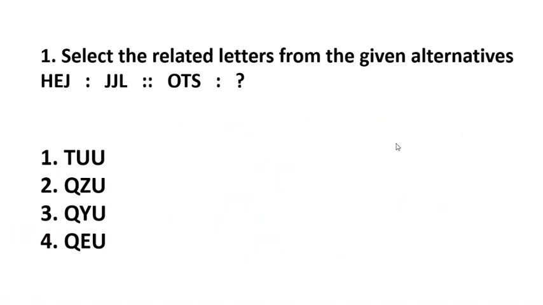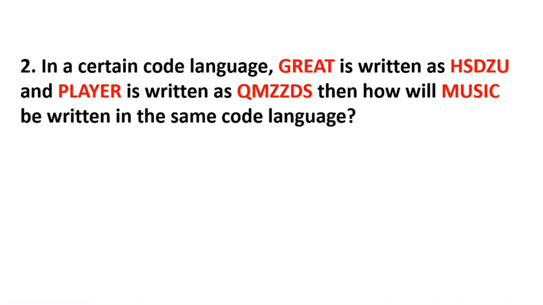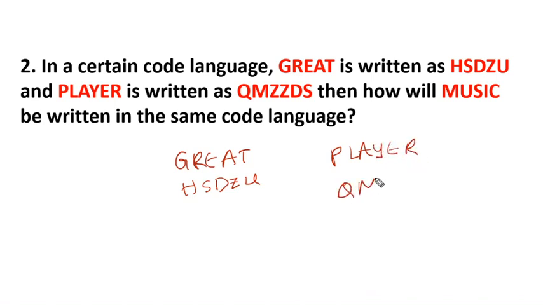Question number 2. This question comes on coding and decoding. Here GREAT is called HSDZU. PLAYER is called QMZZDS. Music is called as what?